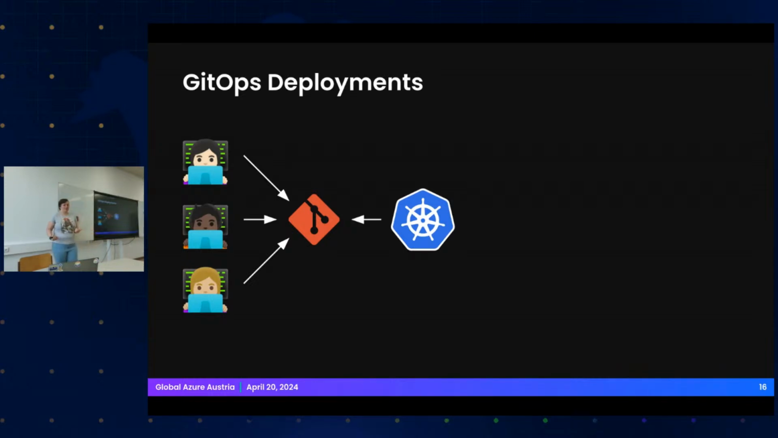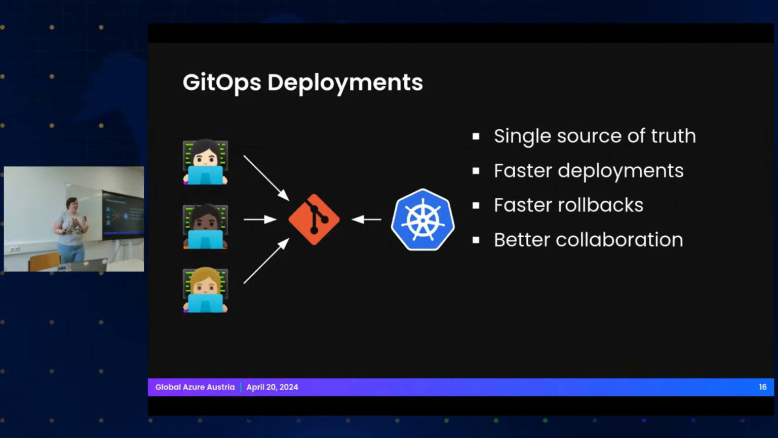So we don't even need to give cluster credentials to anybody. We still need to for emergencies and stuff like that. But for normal working, we don't need to. And Kubernetes will get its full state from the Git repository. So by that, we suddenly have a single source of truth. Because if we want to know what is deployed, we can always go to this Git repository, check what is going on, and that's it.